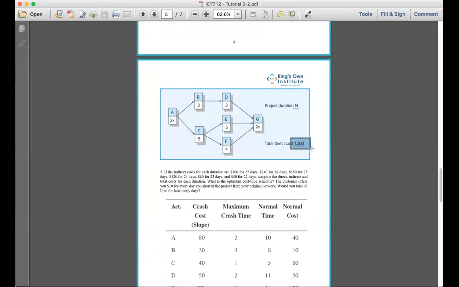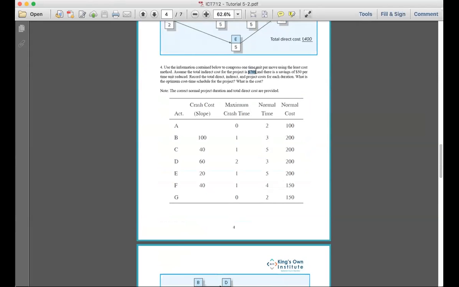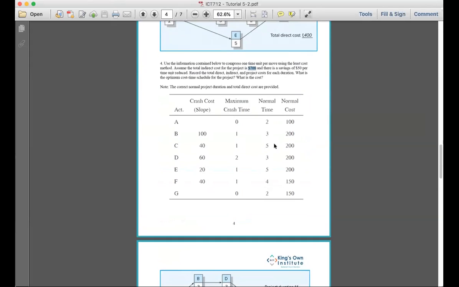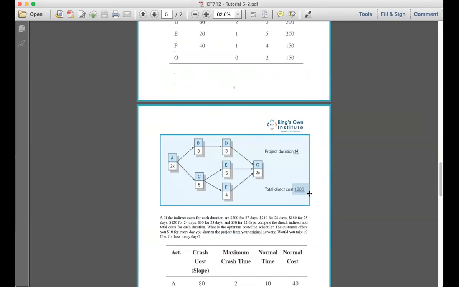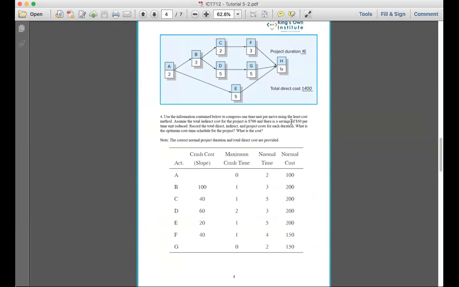Which activity do I then reduce after that? We've already done E, and we know that E could only be reduced once. So which activity do we do after? Wait, so it's 650 because of the indirect cost? Yes. The original indirect cost is $700, so 700 plus 1,200 for 14 days equals 1,900. What they're telling you is that for every period you reduce the duration, you reduce the indirect cost by $50.